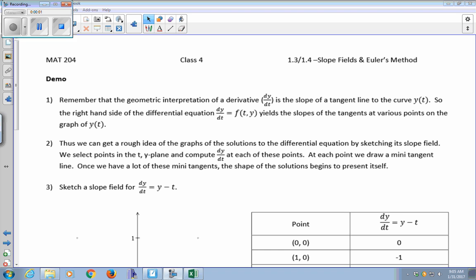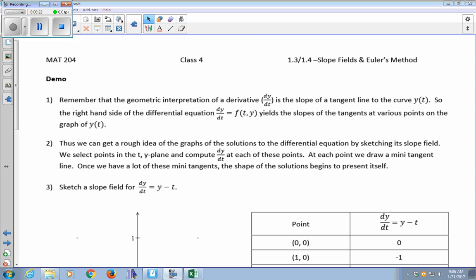An analytic technique for looking at solutions to differential equations. In this lecture, we're going to look at a qualitative technique where you can just think about what the solution curve looks like without having to actually calculate anything, and a numerical technique called Euler's method.